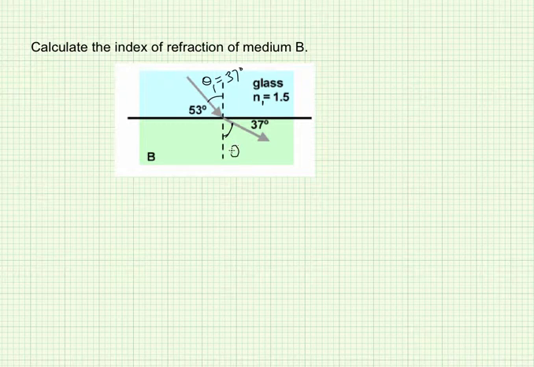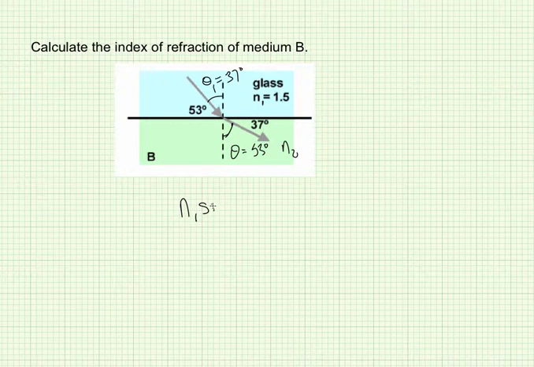So in this case, I'm going to make the index of refraction of B N2, which is going to make my angle of refraction 53. Now, just looking at this, can you tell, should N2 have a larger value than 1.5 or smaller? Now, look at what the light's doing. It's bending away from the normal. So that means it's going to be the less dense medium. N2 should have a smaller value.